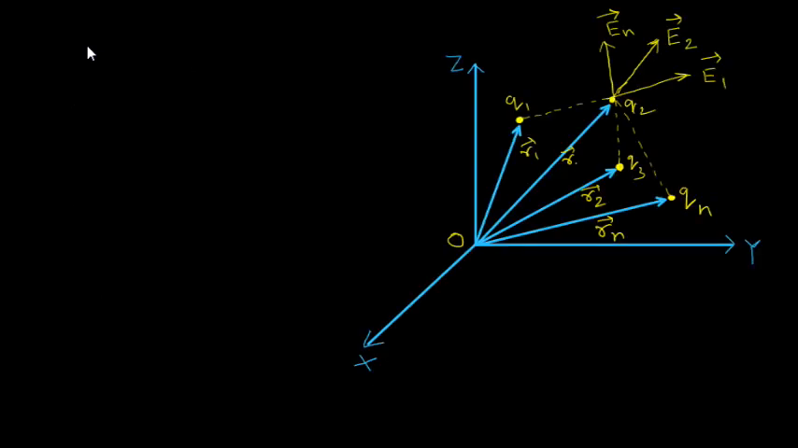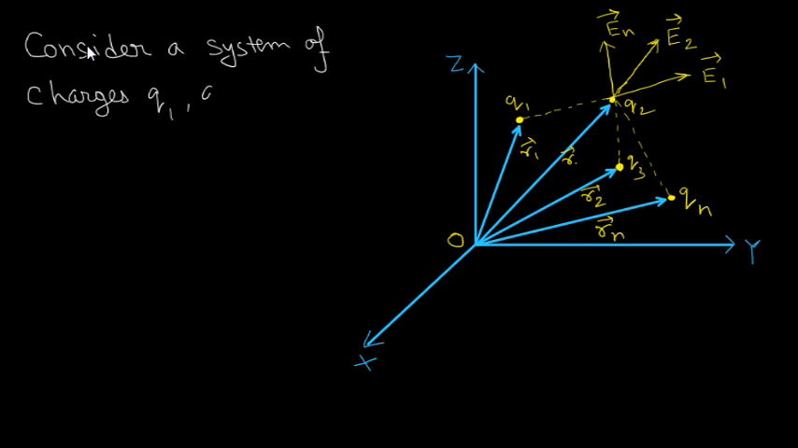Now, in the given figure, we can see that few charges are distributed into a system of Cartesian coordinates. So, consider a system of charges Q1, Q2, ... Qn.